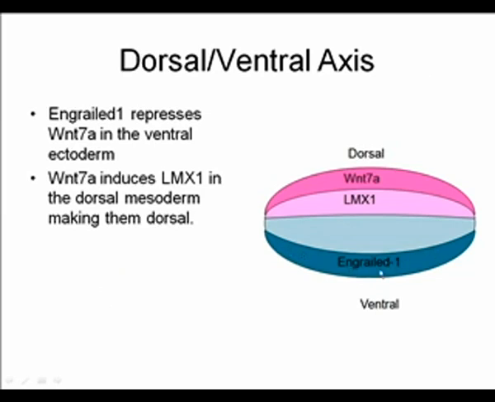And so engrailed is important in the flexor or ventral compartment formation, and engrailed represses the WNT7A. WNT7A is important in the development of the dorsal compartments of the limb bud, and one of the ways that happens is that WNT7A induces LMX1 in the underlying mesoderm. So you can see the complexity that's developing in terms of developing this limb.